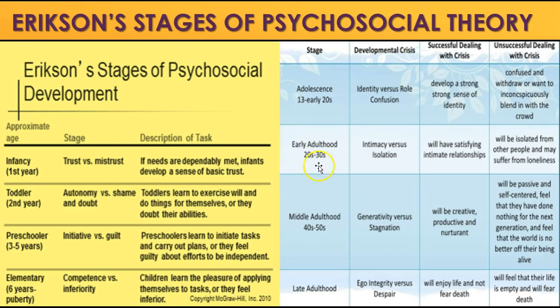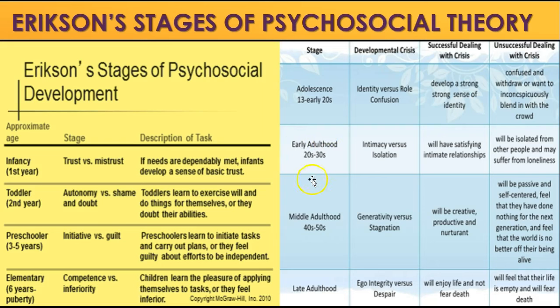Then the next stage, he says, is early adulthood, 20s to 30s. Here the crisis in this stage is intimacy versus isolation. And this is the stage where they start to have intimate relationships, develop romance with individuals. And of course, if they are unsuccessful in dealing with this crisis, they will be feeling isolated from other people, and they may even suffer and feel lonely. So this is a very critical time for early adulthood.